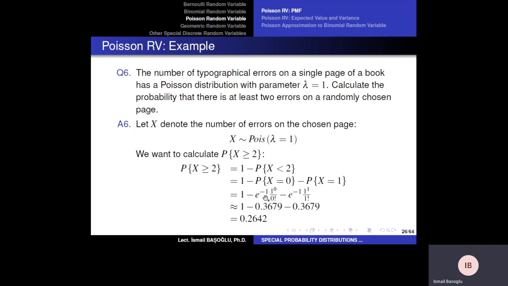So lambda is equal to 1: e to the power minus lambda times lambda to the power 0 over 0 factorial, and here we have lambda to the power 1 over 1 factorial. Once these two values are computed, we subtract the summation of the two from 1, and we get 0.2642. This is the probability of observing at least 2 errors on a randomly chosen page.